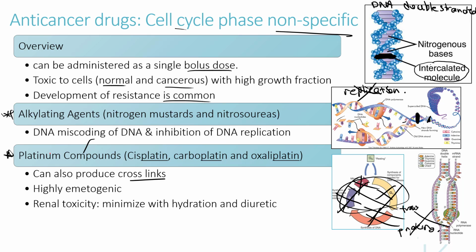Both the alkylating agents and the platinum compounds, cisplatin, carboplatin, oxaliplatin, do this. Cisplatin especially is highly emetogenic, and these platinum compounds are also known to be toxic to the kidneys. One of the strategies to overcome the renal toxicity is to encourage the patients to drink a lot and to give the patient a diuretic, so they urinate a lot, and hopefully this allows the drug to be flushed out of the system quickly instead of staying within the renal system and causing toxicity there.